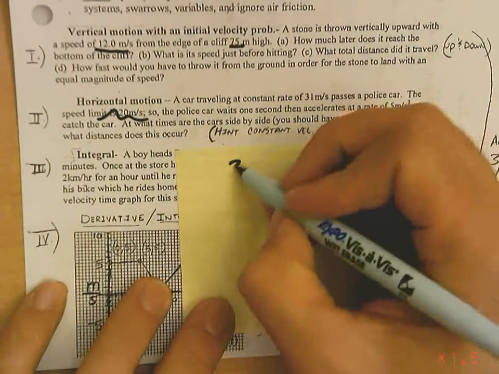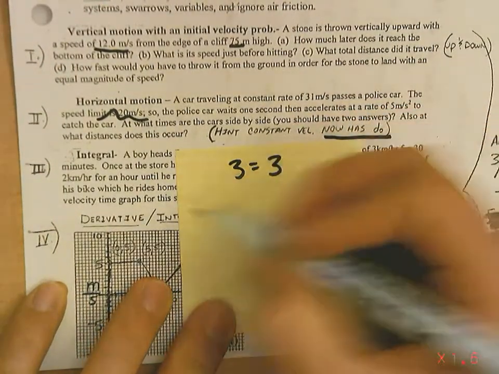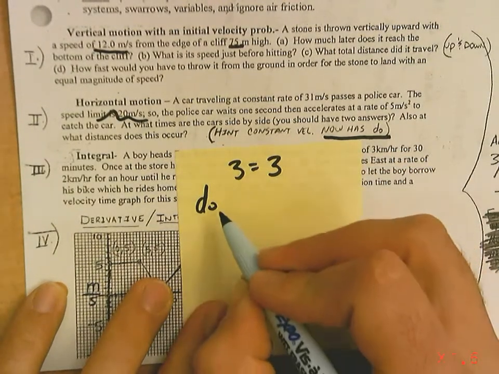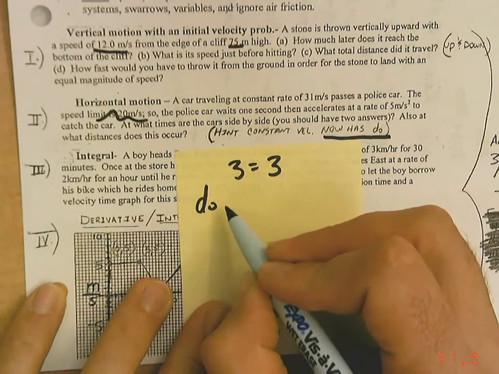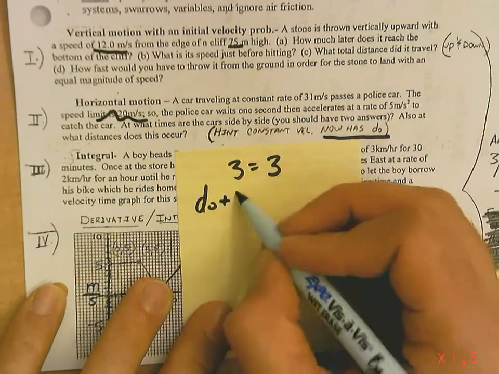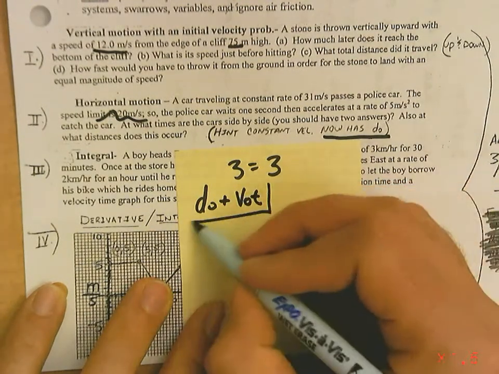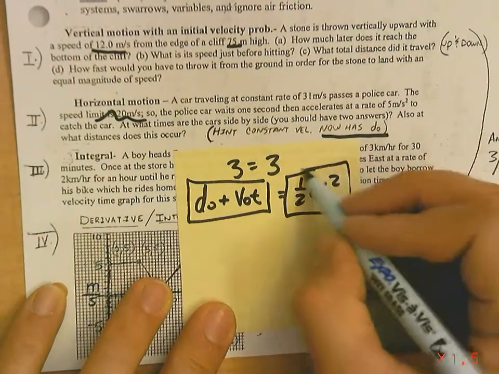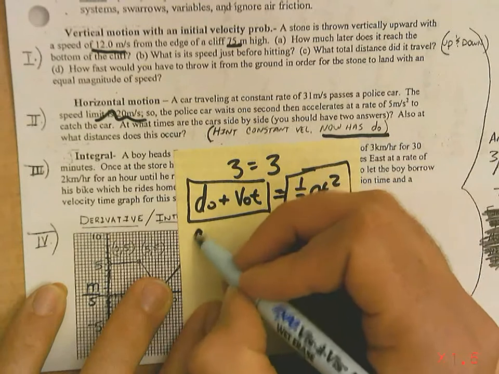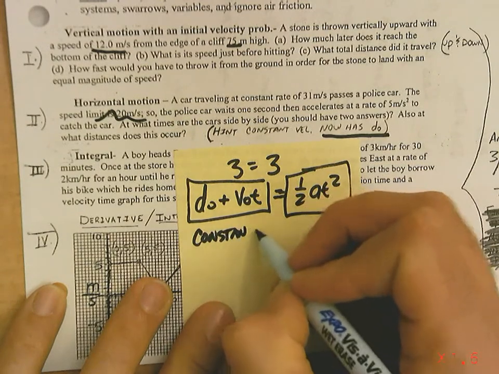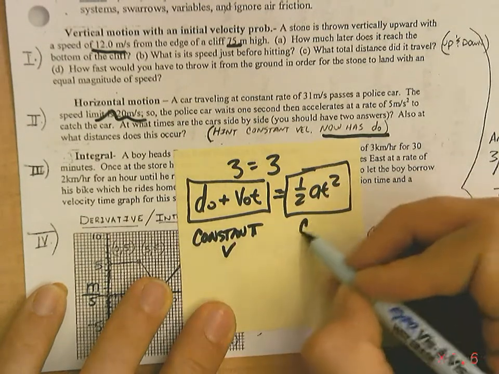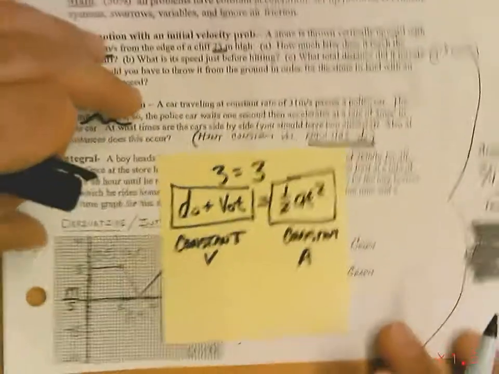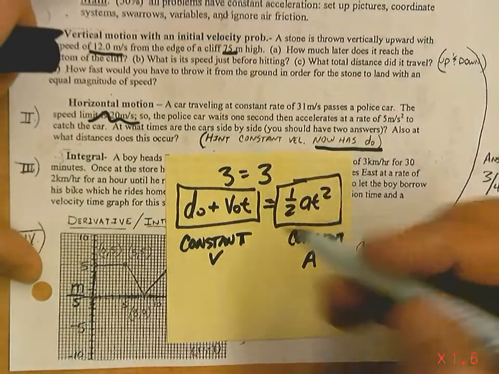You set them equal, and if we only put the important parts in, we're going to have d-naught. Now listen, this is very important. Because he waits, the accelerator waits, it has a d-naught. So we have d-naught plus v-naught t. That's going to be equal to 1/2 a t squared. This would be constant v, and this would be constant a. Constant v, constant a. And we just put our numbers in.